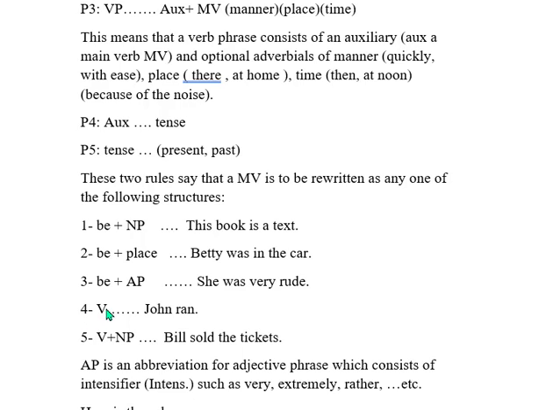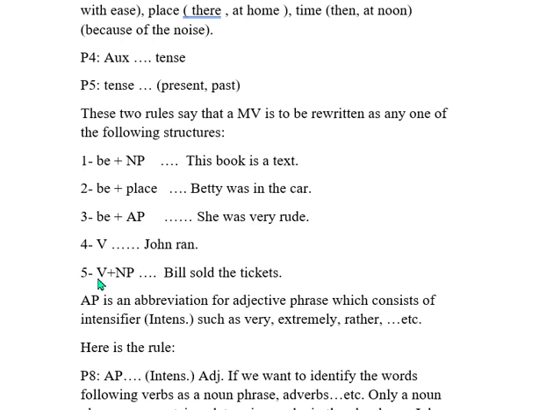Sentence number 4, verb, just a verb in a sentence. John ran. The verb run. And in sentence number 5, verb plus noun phrase, Bill sold the tickets. Verb sold, that means the main verb in a sentence. Noun phrase, the tickets.